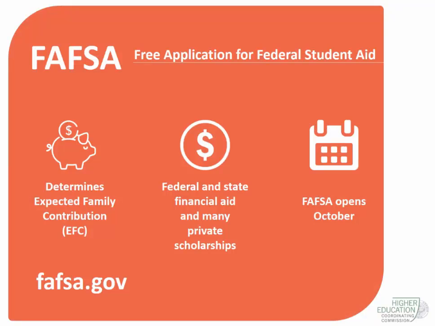Next up is the FAFSA. The FAFSA is an acronym that you will hear a lot through this presentation and the next year while you're navigating financial aid. The FAFSA stands for Free Application for Federal Student Aid. The FAFSA determines your expected family contribution, which, as I said before, helps determine your eligibility for need-based aid. The FAFSA is also an application for many federal and state financial aid programs, including the Pell Grant and the Oregon Opportunity Grant, which I'll talk about shortly.